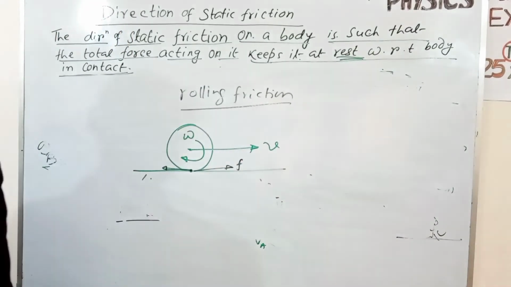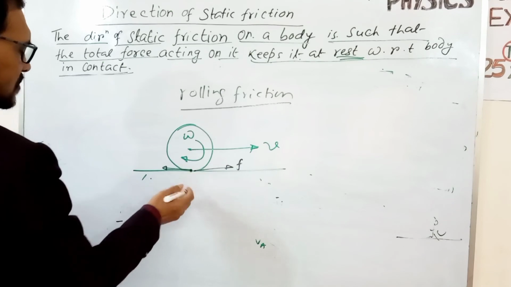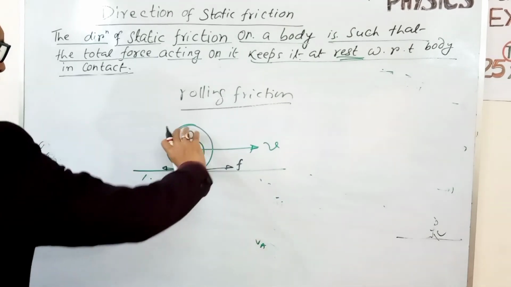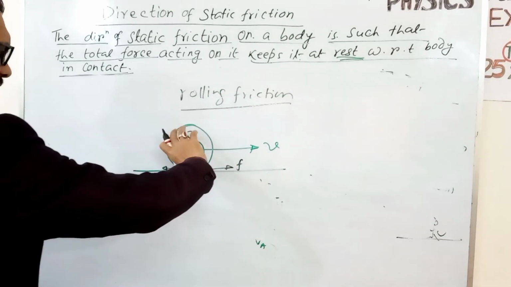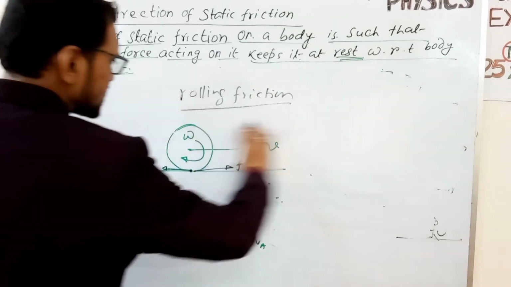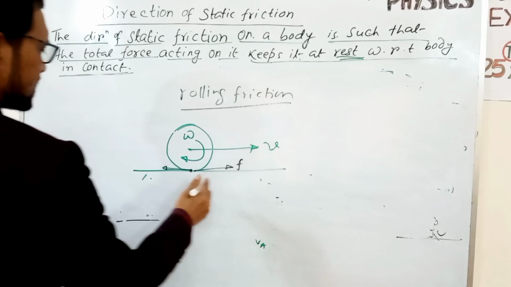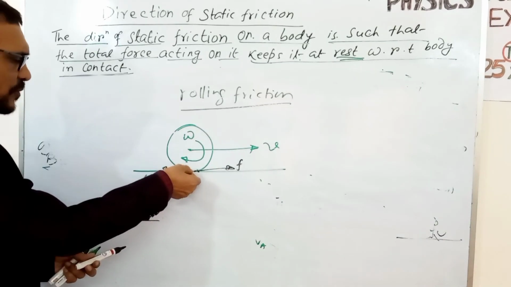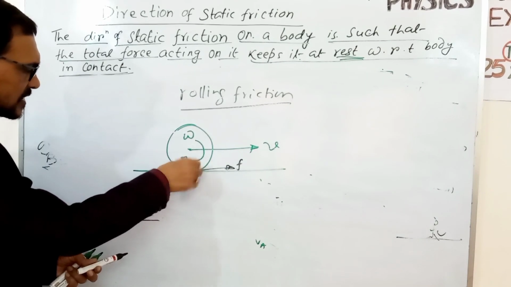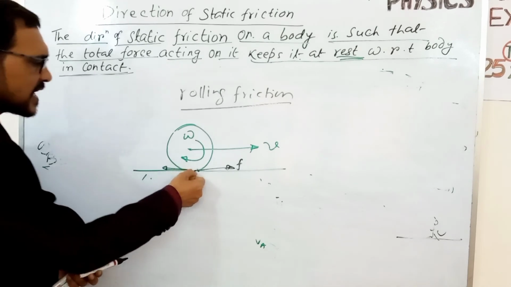So for rolling friction, at the contact point, if the body moves in this direction and also rolls, then friction acts opposite to the velocity of that point. The velocity of the point is in this direction, so friction acts in this direction.